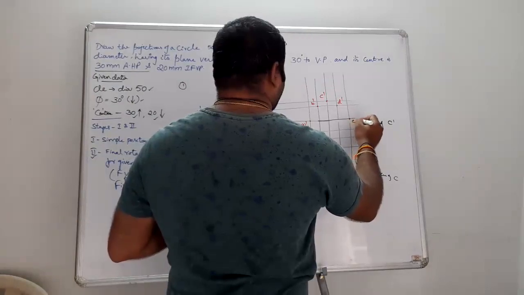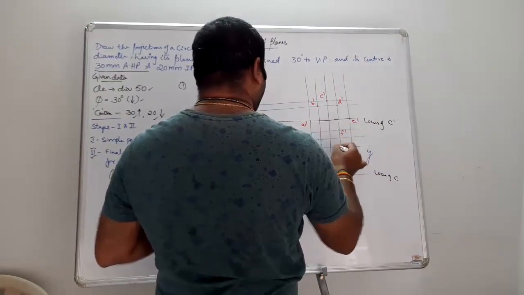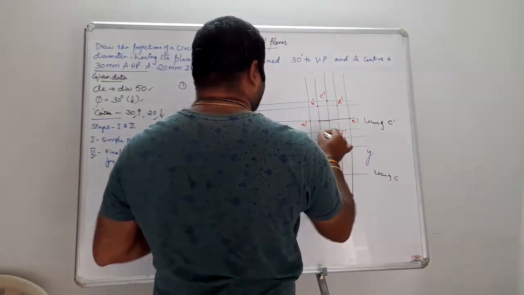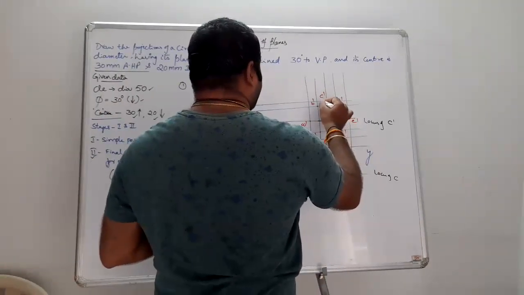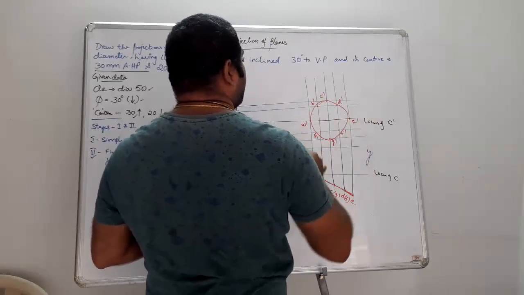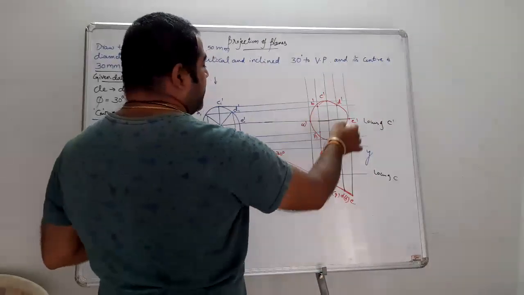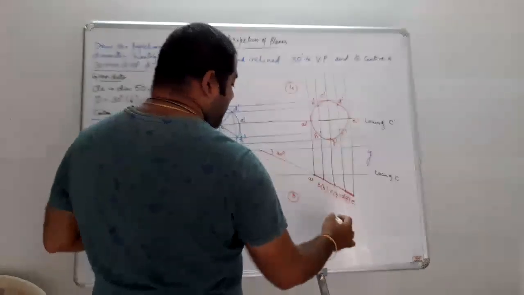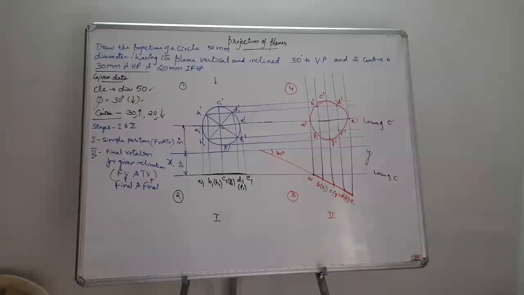This becomes your E dash, F dash, G dash, H dash. Now join all the points in sequence. You will get an ellipse shape in general. So I didn't go for the original construction. It should come like an ellipse. Okay. So this was your fourth step, and this is your stage two. So always for what you have to do, simple position.